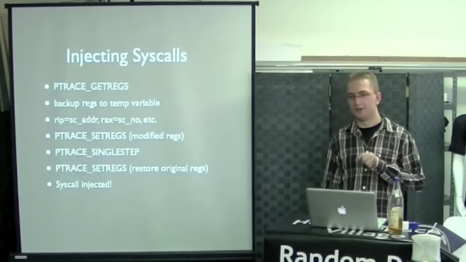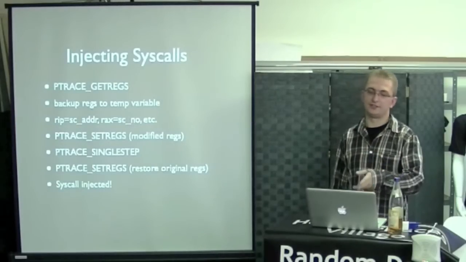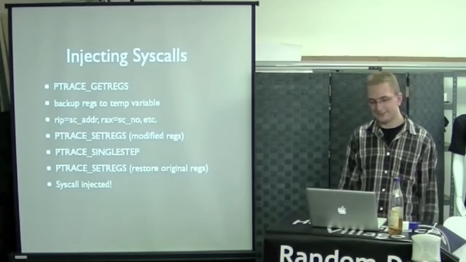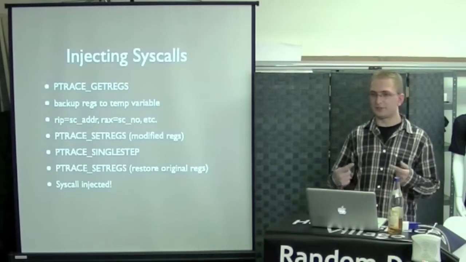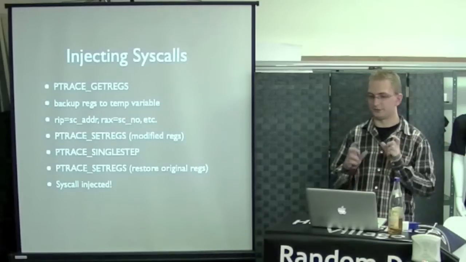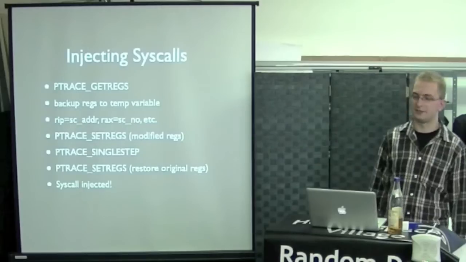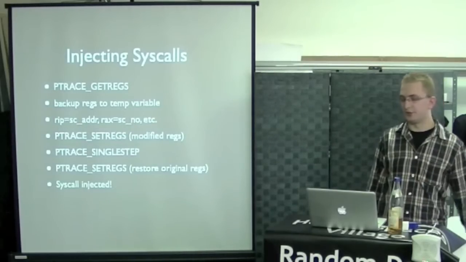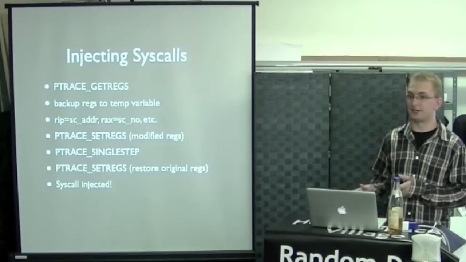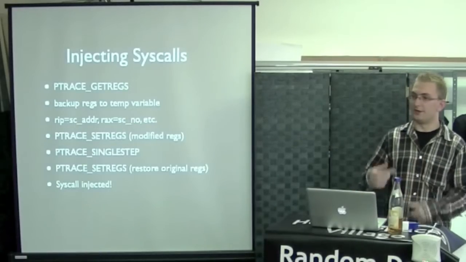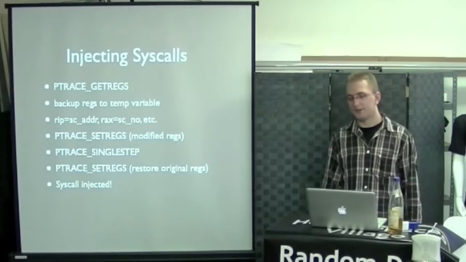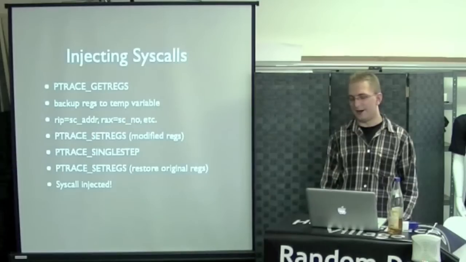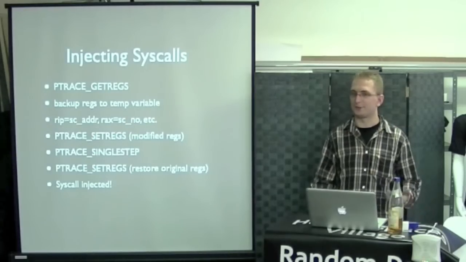So right now it will execute the syscall instruction, because we set the instruction pointer to an address which has a syscall instruction. After the single instruction has been executed and the kernel has done its stuff, because syscall is a single instruction in user land, using setregs we can restore the original CPU context and continue the process like it would normally. At this point, we have successfully injected a syscall. I will explain later why this is useful and what we are going to use it for.